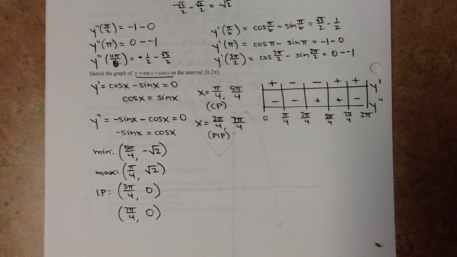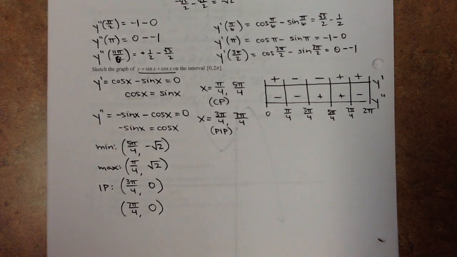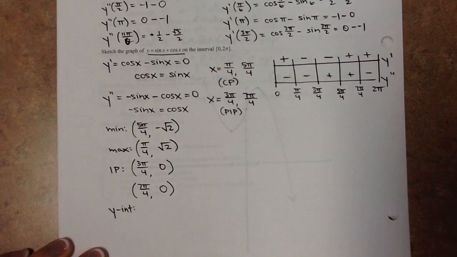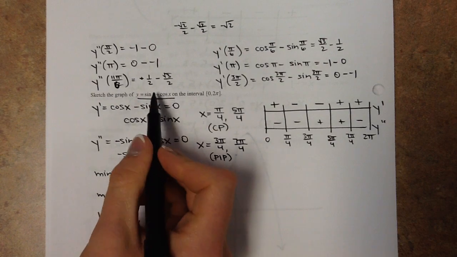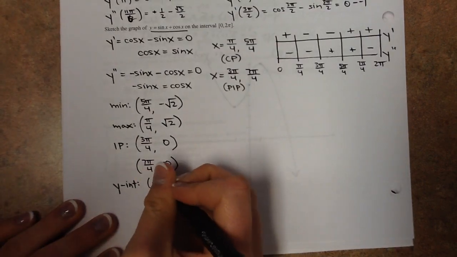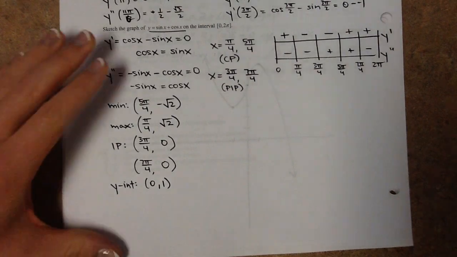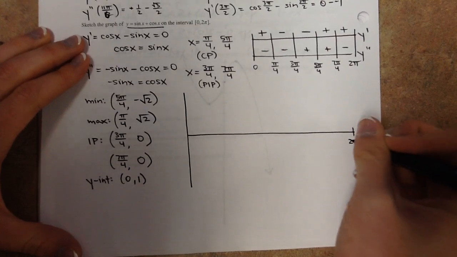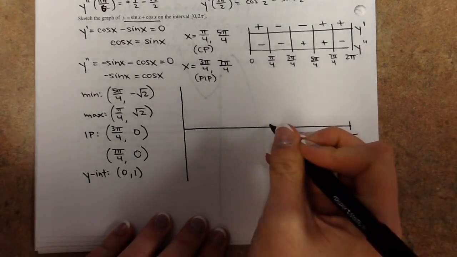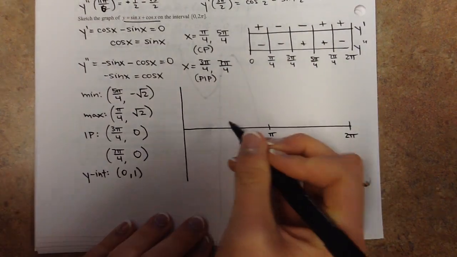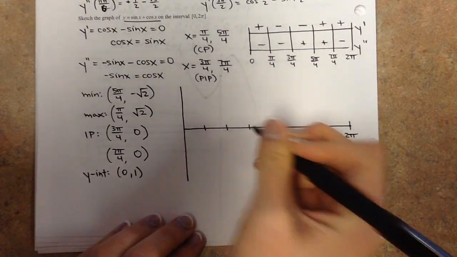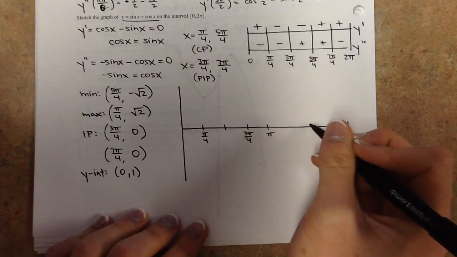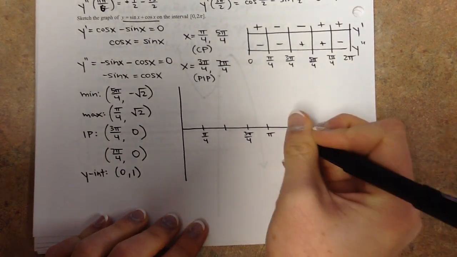For my intercepts, these are my two x-intercepts, which I already found. My y-intercept, if I plug in 0 for x, sine of 0 plus cosine of 0 is 0 plus 1. So there's my one and only y-intercept. Now I'm going to plot all those points. Here's 2 pi, so I can cut everything in half from there. Here's pi, pi over 2, pi over 4, 3 pi over 4. Here's 3 pi over 2, 5 pi over 4, 7 pi over 4.